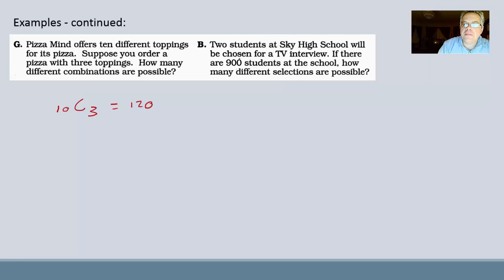All right, last example. 2 students from Sky High School will be chosen for a TV interview. So I'm going to choose 2 out of 900. So this is going to be 900, choose 2. Well, as you can imagine, out of 900 people, there are a lot of ways you could pick 2 of them. But let's see what it is.